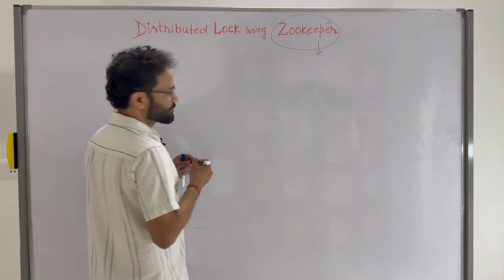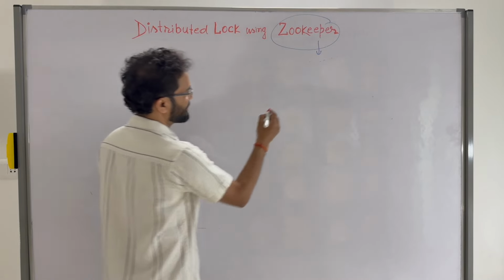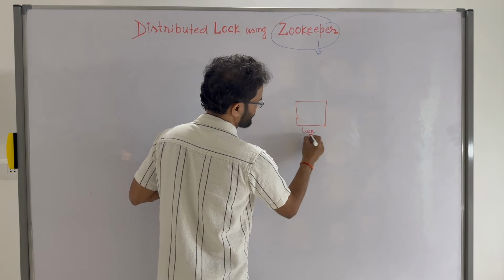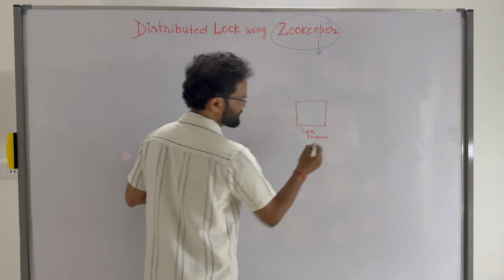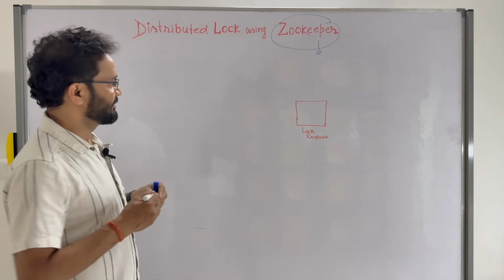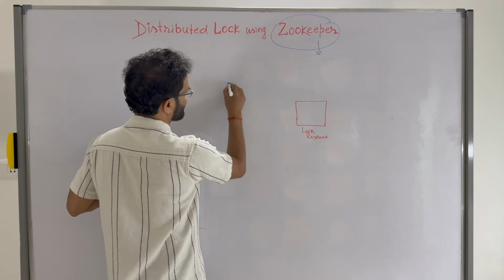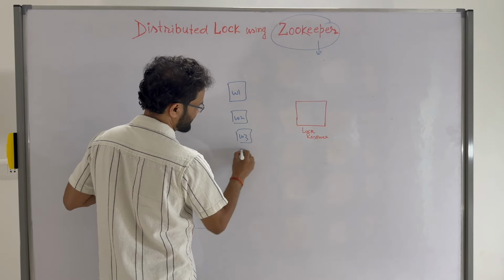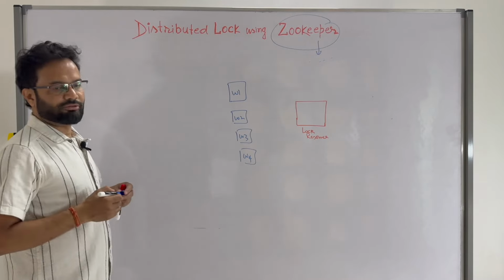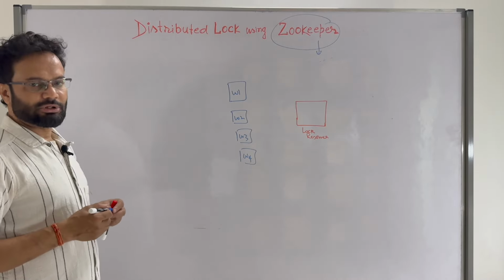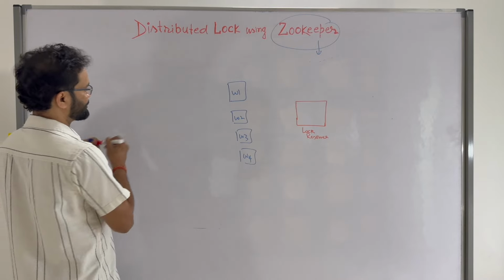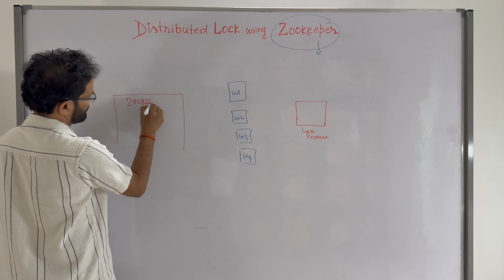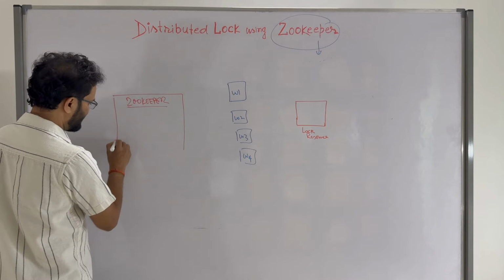Suppose you have one resource, right? The lock resource could be a database, file system, notification system, anything. And these are your worker nodes who want to access this resource, but before that they should acquire the lock. So here is your Zookeeper. A very easy solution is there.